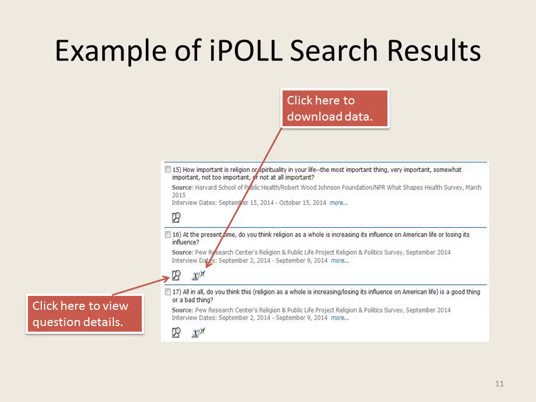This is an example of what iPoll search results would look like. These are three of the questions that the search in our previous slide would give us. Notice the magnifying glass on the left. You would click this magnifying glass to view the question details. And then there's the slanted X to the right of the magnifying glass. You would click the slanted X to actually download the data.